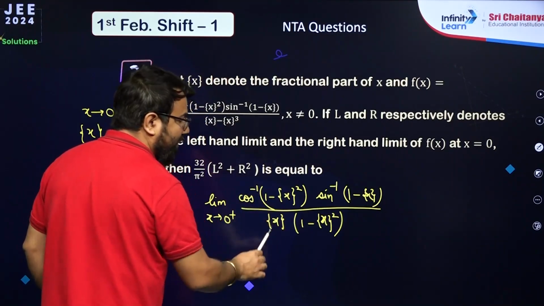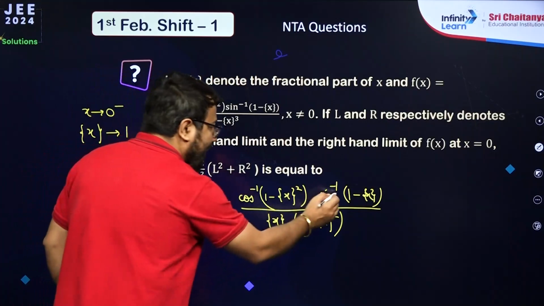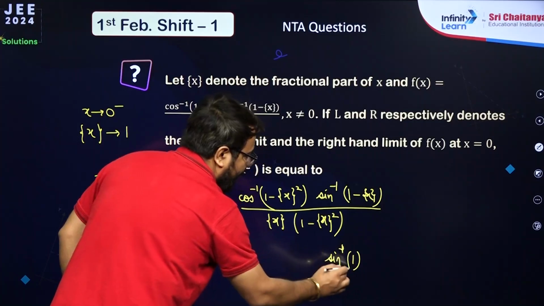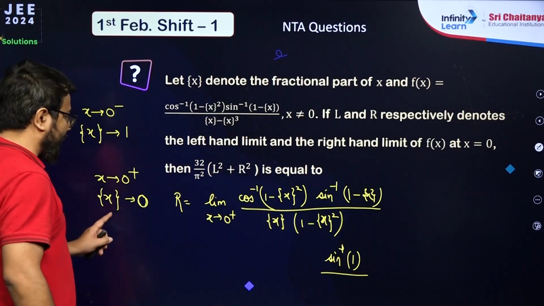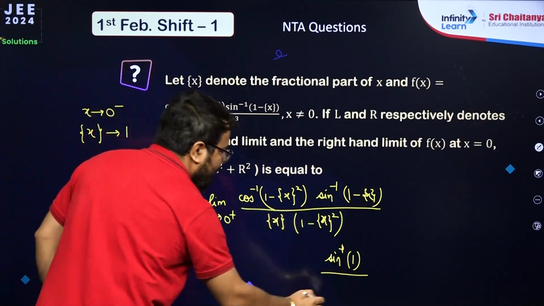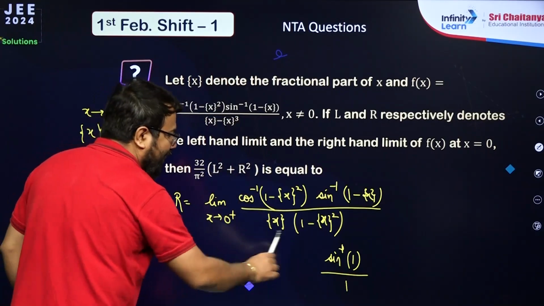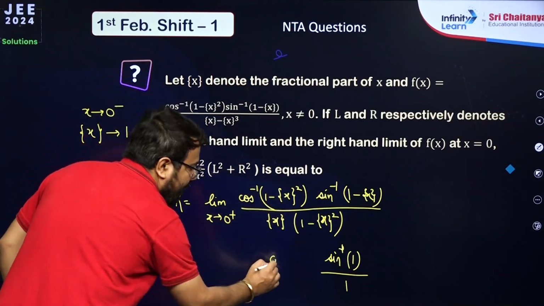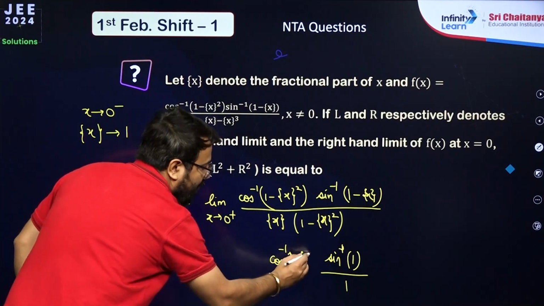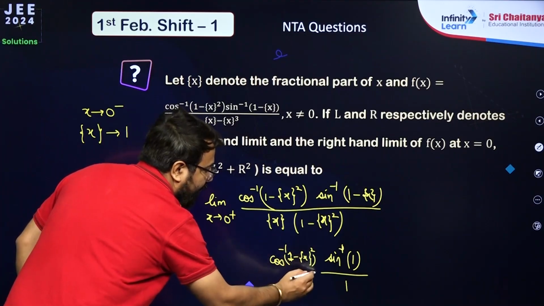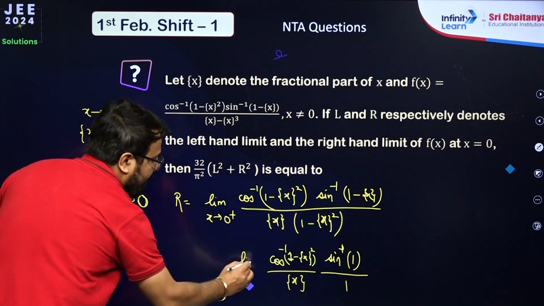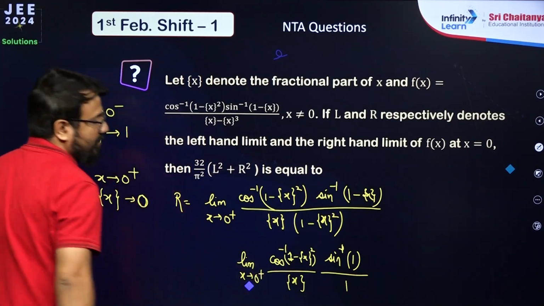But this becomes cos inverse 1 upon 0, a 0 by 0 form. So sine inverse 1 we are obtaining here, that I will be writing directly. Sine inverse 1. Along with that, for this fractional part value, if I write 0 over here, that will be 1. Now we are left with only cos inverse of 1 minus fractional part of x square, whole divided by the fractional part of x function, and limit of x is tending towards 0 plus.